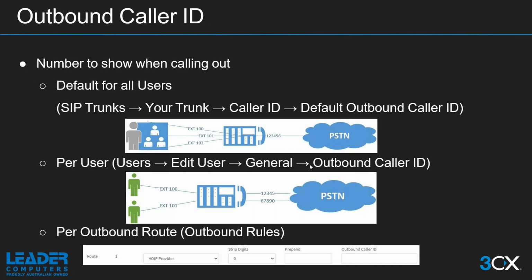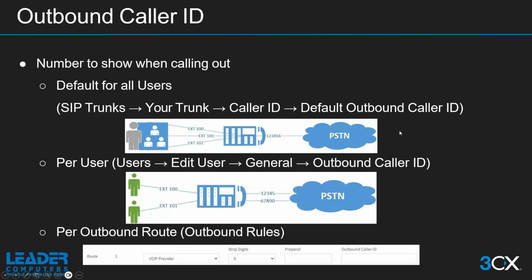So outbound caller IDs is basically the number to show when calling out, and there is a certain hierarchy or priority it follows. The default hierarchy for all users is SIP trunks: the call goes through the trunk, and the caller ID is sent out as the default outbound caller ID.